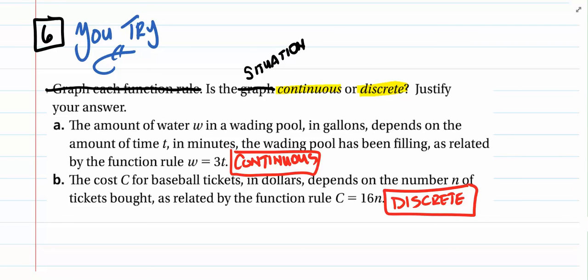However, part B is discrete because I can only sell 1 ticket at a time. So the cost for the tickets depends on how many I want to buy. So I can't buy 2.76 tickets. It doesn't make any sense. Therefore, that would be discrete.